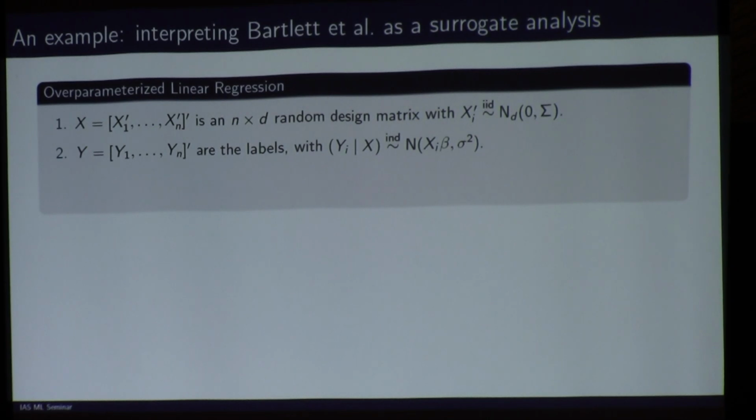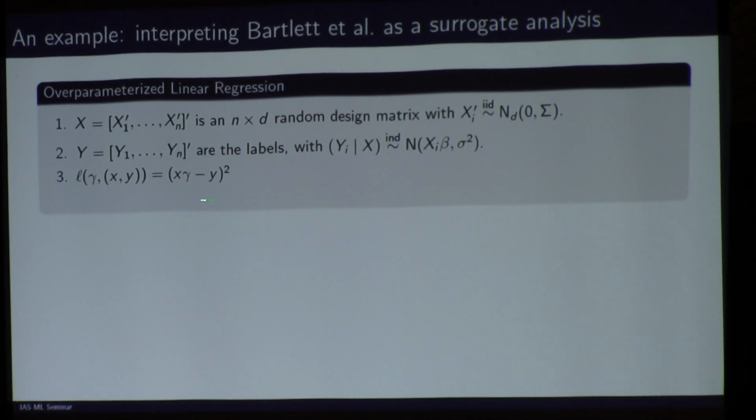All right, so an example of such a type of surrogate analysis is actually the Bartlett and Phil Long, and I forget the last author, maybe someone knows it. Ziegler? Yeah, I think that's right. Paper on benign overfitting. And so this is over-parameterized linear regression. The setting is you have some design matrix, you have some labels which are normally distributed. So this is linear regression.